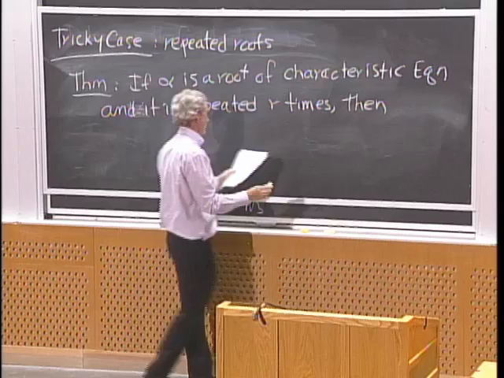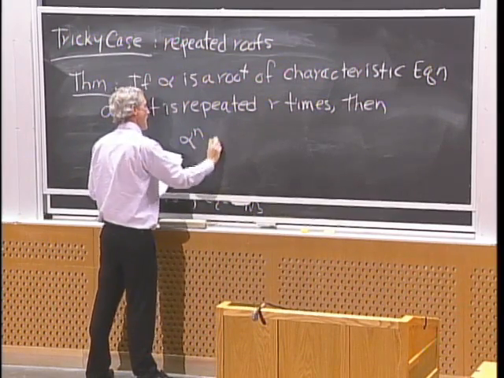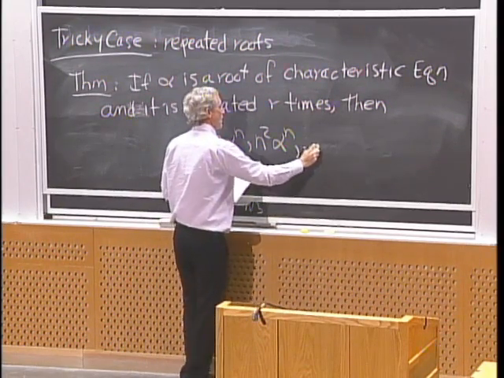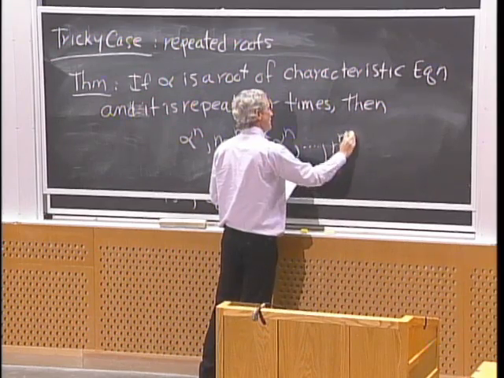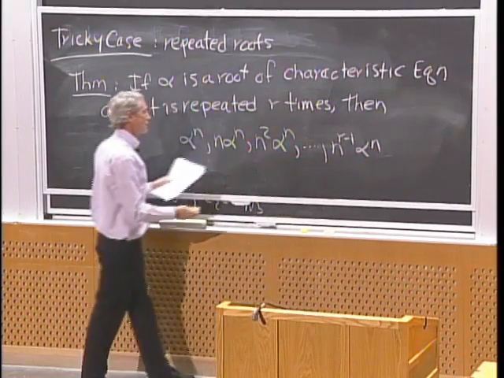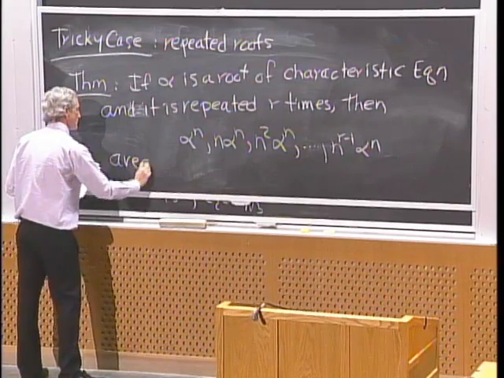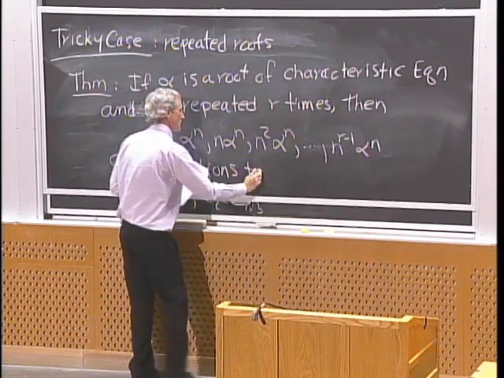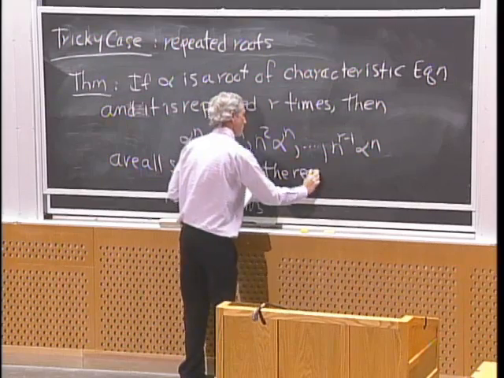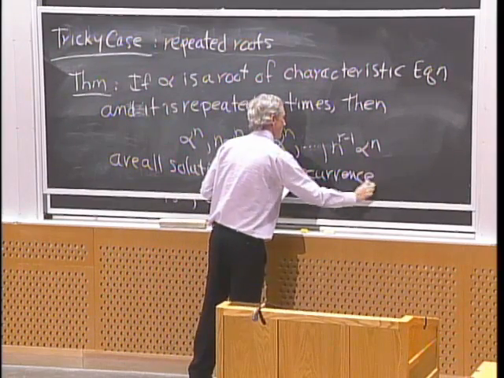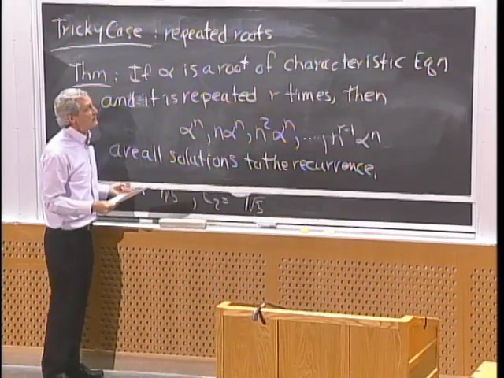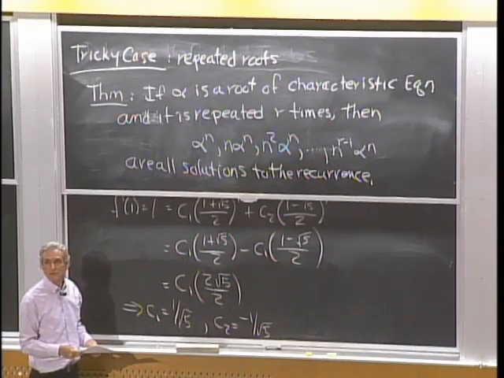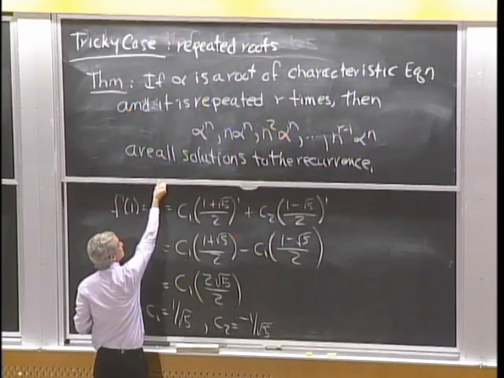then alpha to the n, n times alpha to the n, n squared times alpha to the n, all the way up to n to the r minus 1 times alpha to the n, are all solutions to the recurrence. All right, and then you would treat them just as you would the other roots. You take linear combinations, just like you did with the other roots, to put it all together.